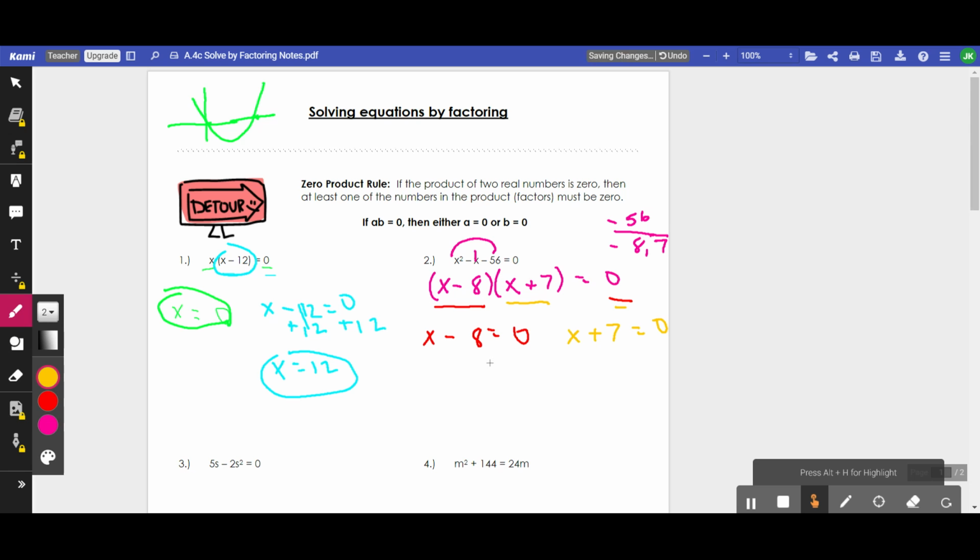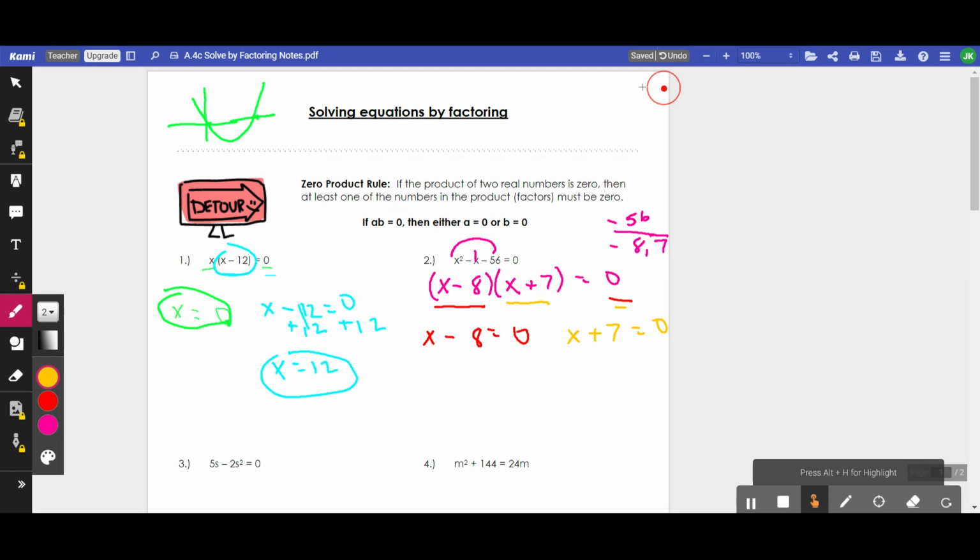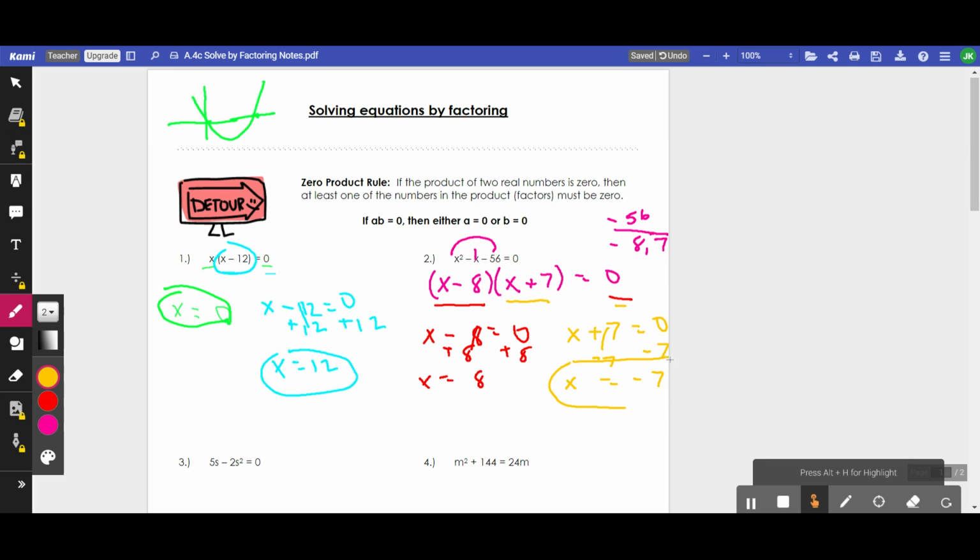And then you'll just solve each of these to figure out what your solutions would be. So for this one, you can add your 8. So that would be x equals 8 for your first solution. And then you can solve your second equation here. So you're solving x plus 7 equals 0. So you'll subtract 7. So your second solution would be x equals -7. And these would be your two solutions there. So that's where your graph crosses your x-axis at those 2 points.